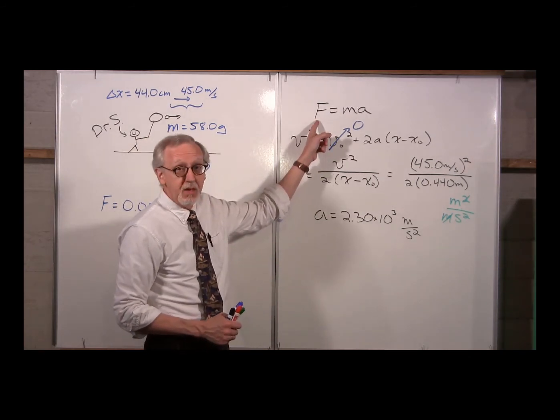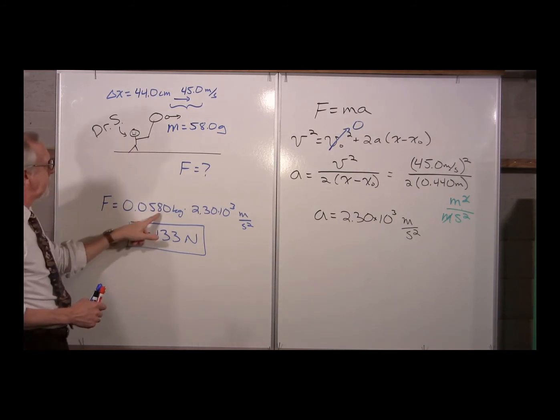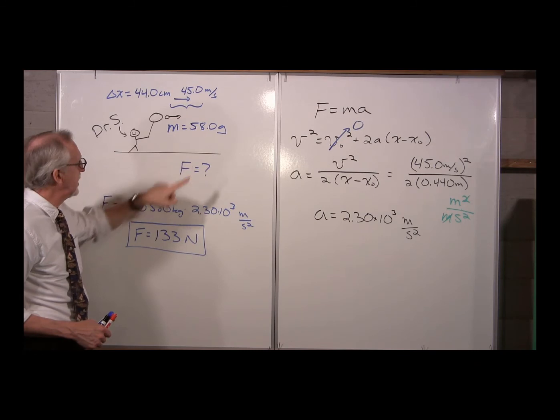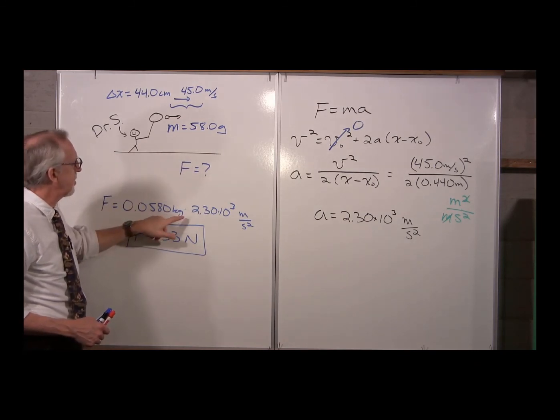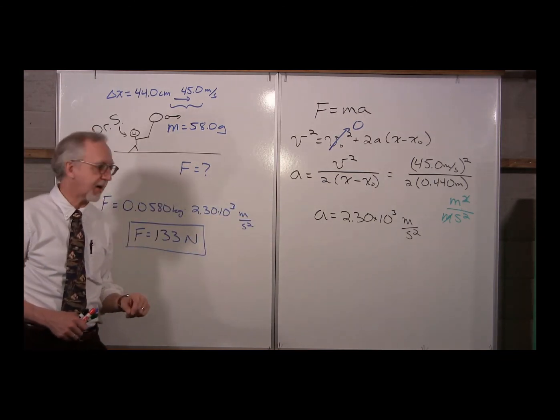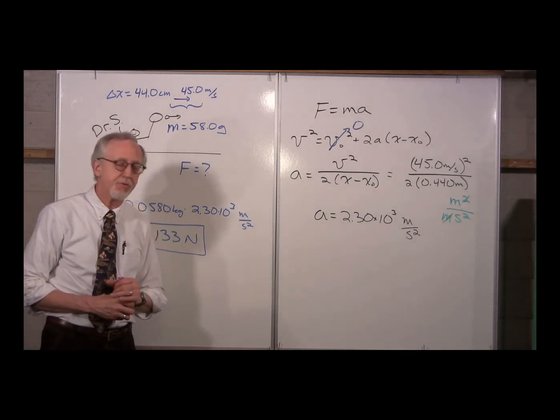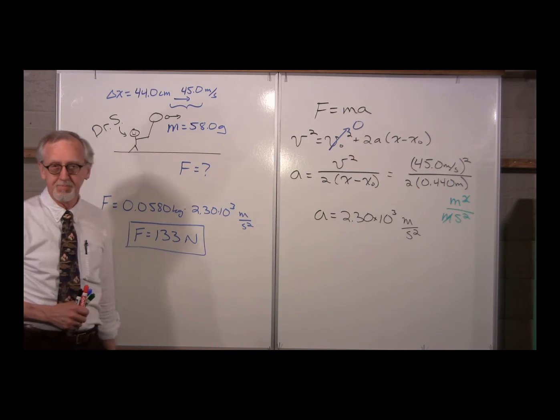We want the force, so what's our force? F equals ma. The mass, 58 grams, again, converting that to kilograms, 0.0580 kilograms times 2.30 times 10 to the 3 meters per second squared, leaves us with a final force of 133 kilogram meters per second squared, newtons.